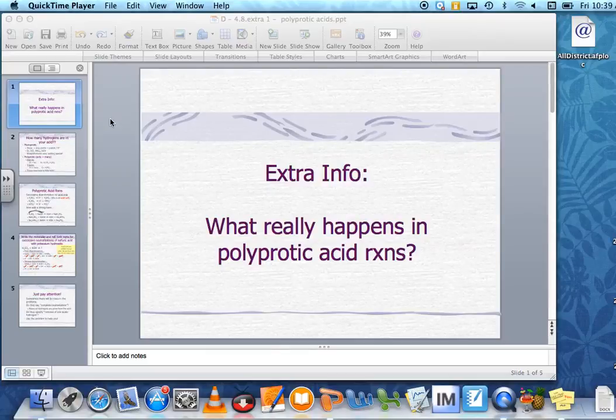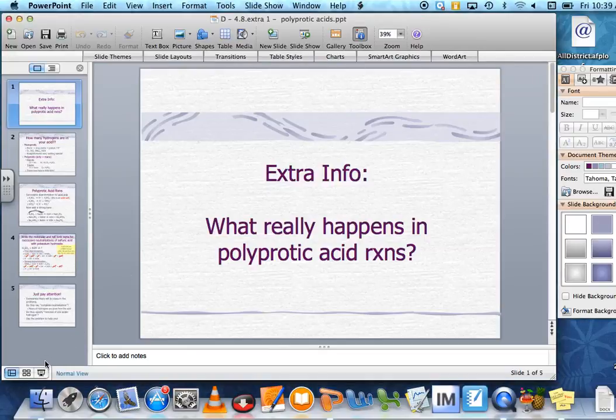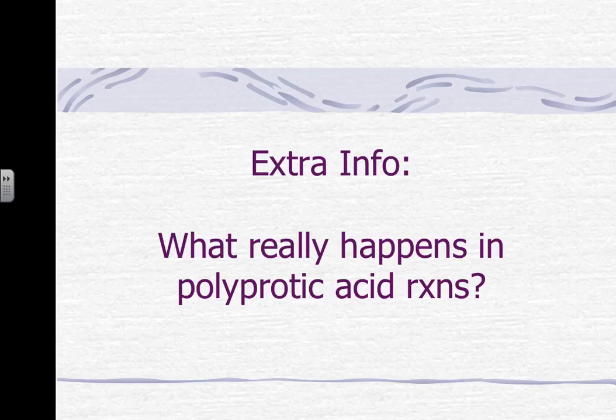All right, so you may notice at this point that we have covered two of the three types of reactions. We've talked about precipitation reactions, we've talked about acid-base reactions, and this is going to be a continuation of the acid-base discussion. As you can see on this slide, it says, extra info, what really happens in a polyprotic acid reaction. Ooh, it sounds very exciting, I know.